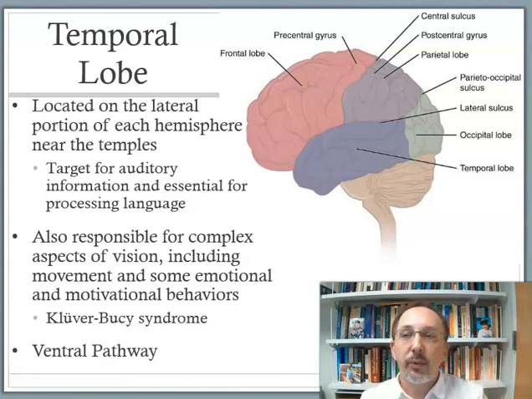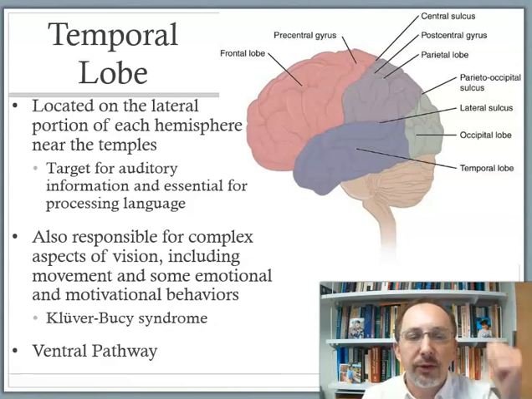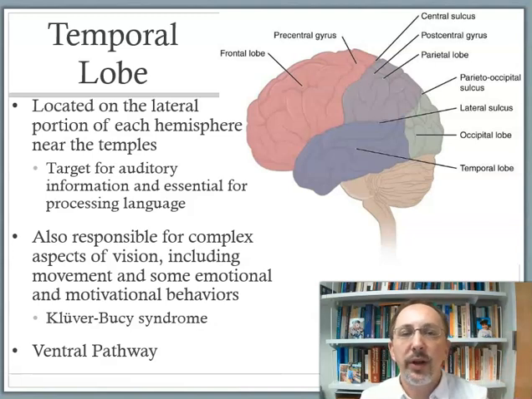So the dorsal pathway is for the parietal lobe. Information goes up, and you say, where is something in space? For the ventral pathway, information goes down to the temporal lobe, and you say, what is this thing? I show you a picture of a hammer, right? And I say, what is this? I don't tell you what it is.